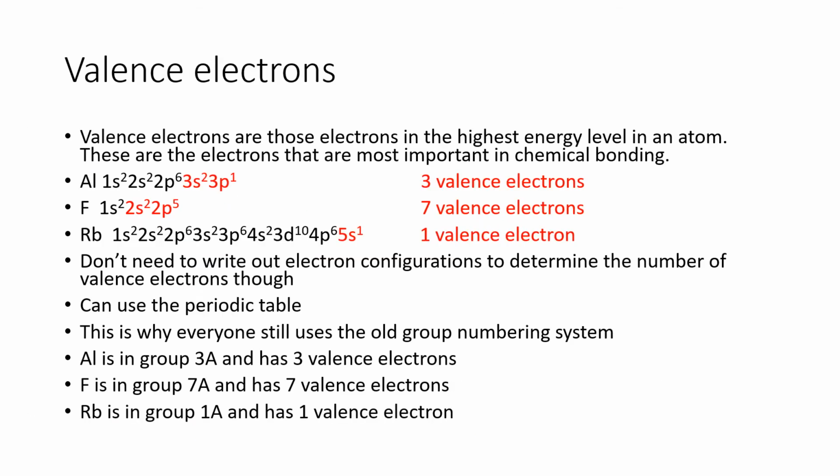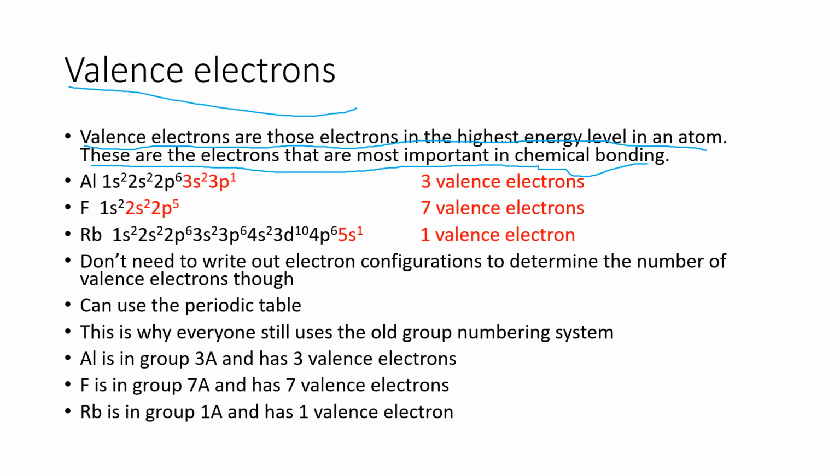Next slide, we want to talk about something called valence electrons. These valence electrons are those electrons in the highest energy level in an atom. We care more about these than the other ones because these are the electrons that are most important when we're talking about chemical bonding. These are the electrons that are involved. It's not going to be the electrons close to the nucleus, it's going to be those farthest out.